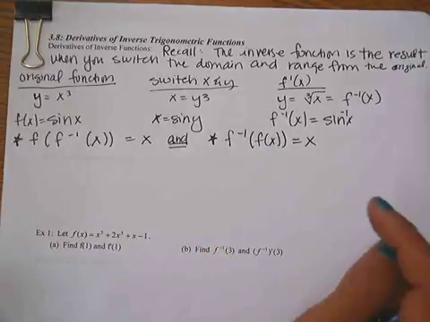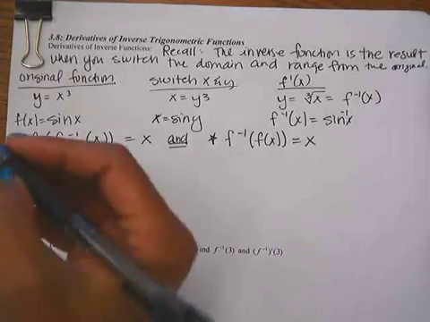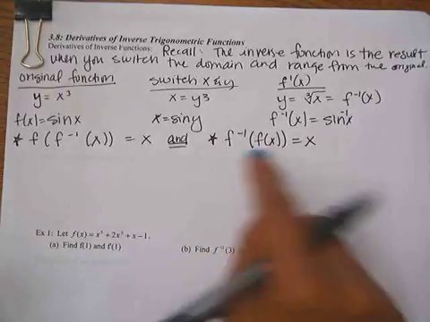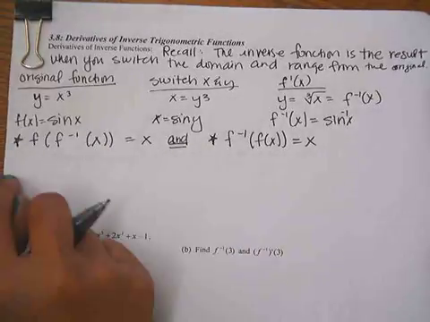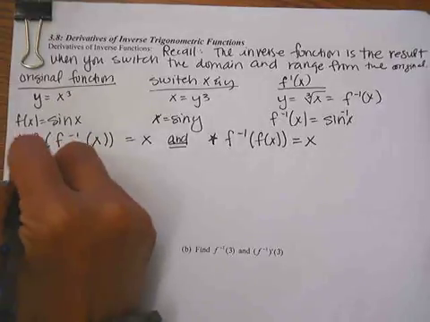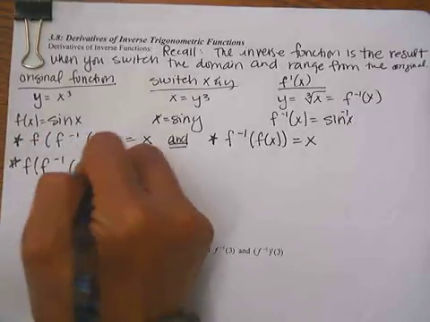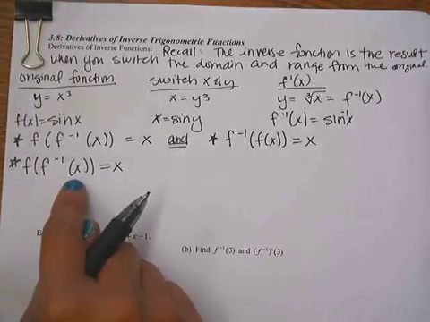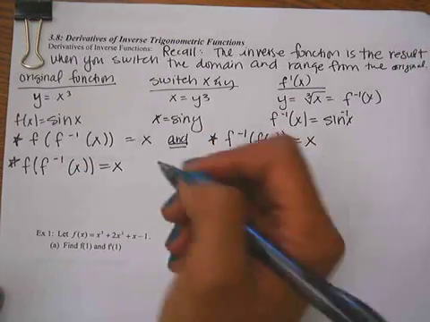So how does this work if I want to take the derivative of the inverse function? So here we go. Let's just do this piece. Let's use one of them. Let's use f of f inverse of x equals x. So this is the composition with the inverse being inside of my regular. It equals x. So let's take the derivative of this.